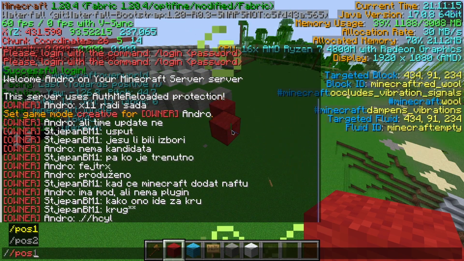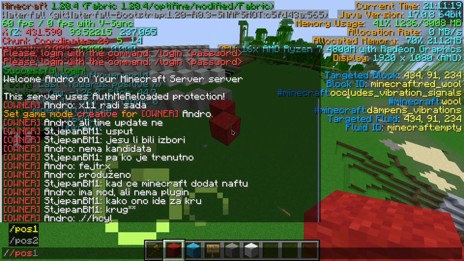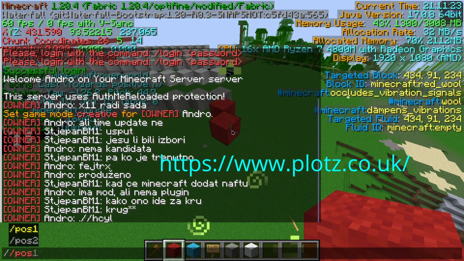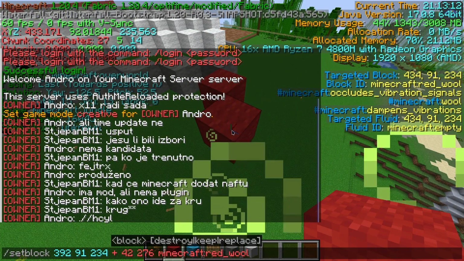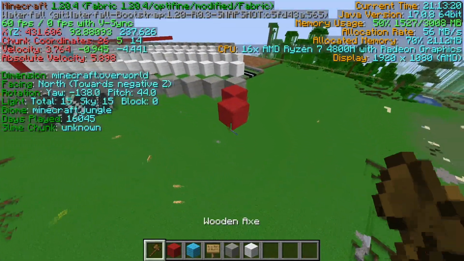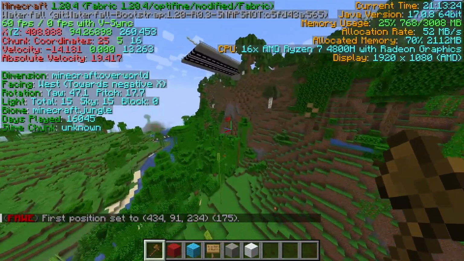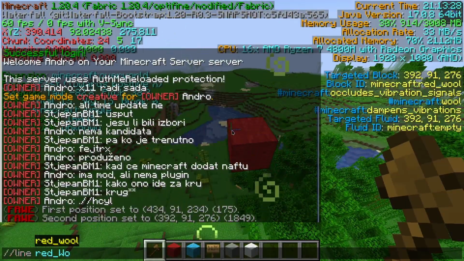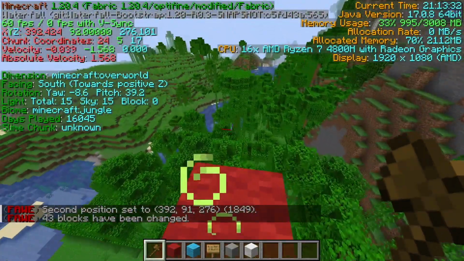You can go to the Minecraft plot generator website, but I recommend the WorldEdit approach. 276, and here is our block. Now we're going to do selection cuboid, select these 2 points and do //line red wall, and here is our center of circle.